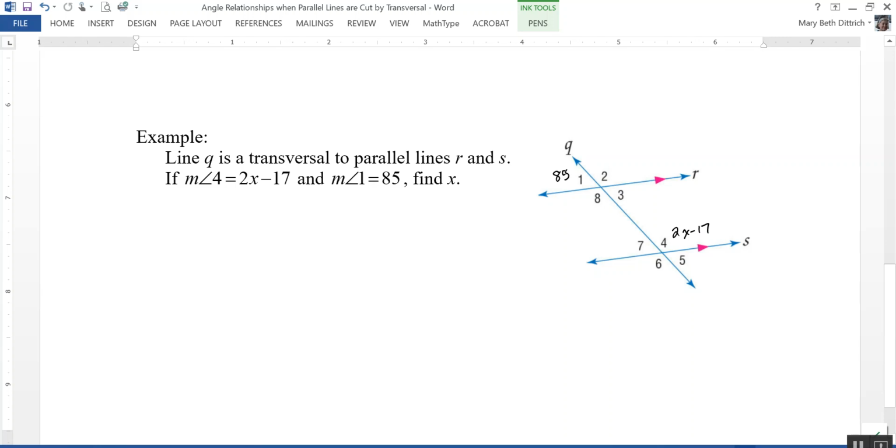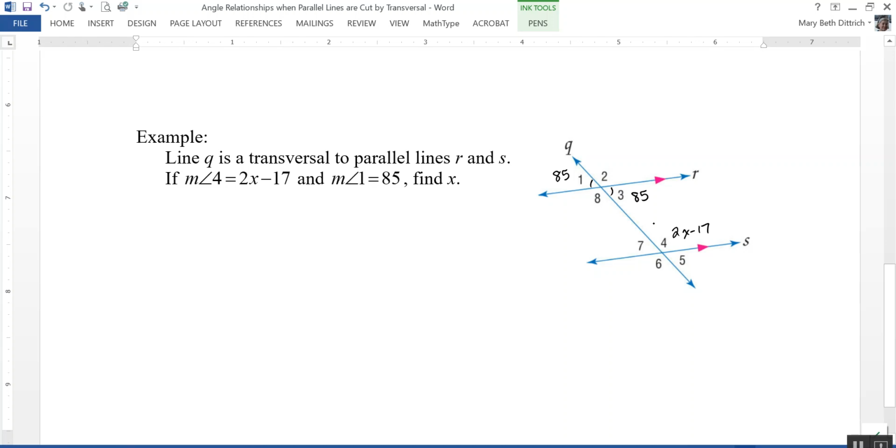So looking at this diagram, there is no special name for that angle relationship between 1 and 4. 1 is on the exterior on one side of the transversal, 4 is on the interior on the other side of the transversal, but I can actually use a couple other things that I know. One thing I'm noticing is that angles 1 and 3 are vertical angles, so I know that angle 3 is also 85 because vertical angles are congruent to each other.